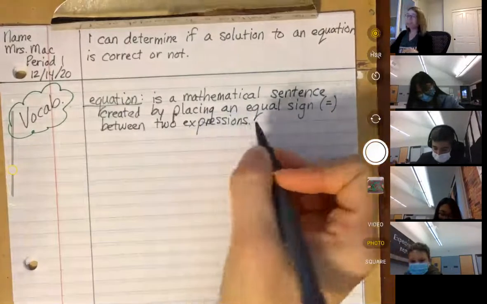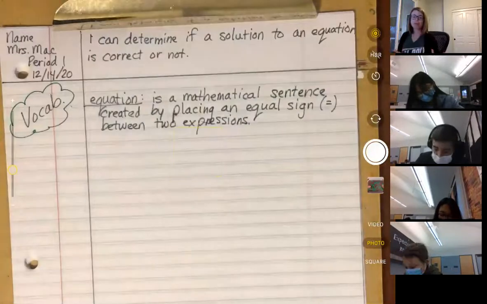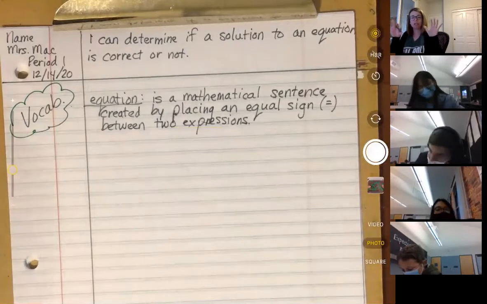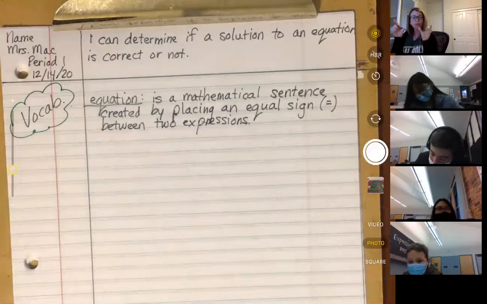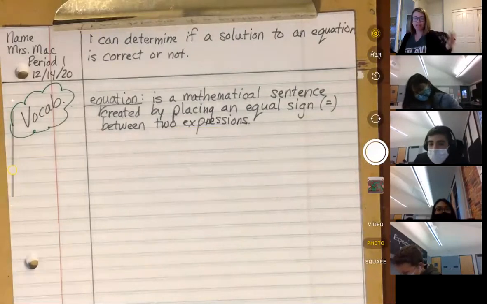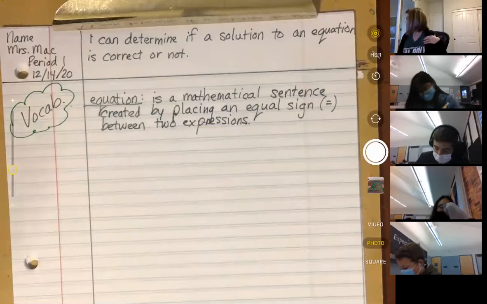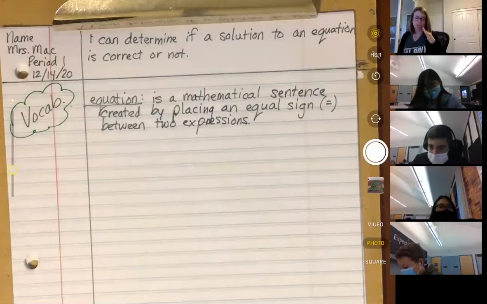We've actually kind of seen this before because when we were trying to find out whether or not expressions were equivalent, we put an equal sign between them. We basically created an equation that we were just trying to decide whether or not it was true, okay? So you'll see what I mean by that because we're going to be looking at some equations today.